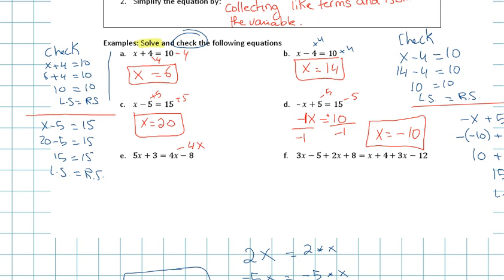Do you guys see that? So that's gonna be 5x minus 4x plus 3 equals to, what's 4x minus 4x? 0. I only have -8, right? Do we see that?